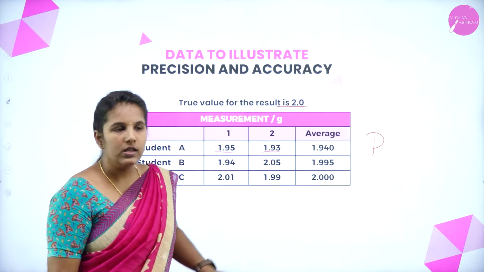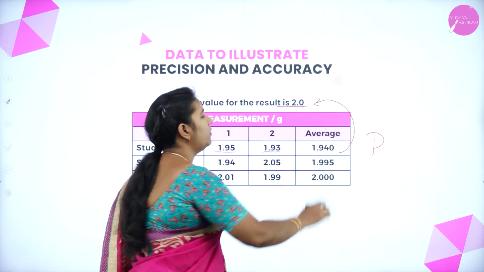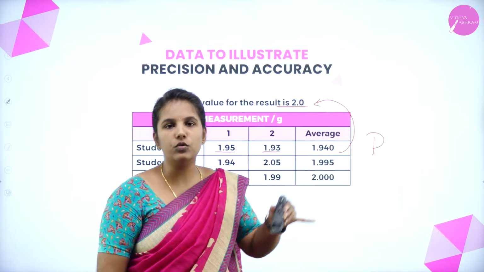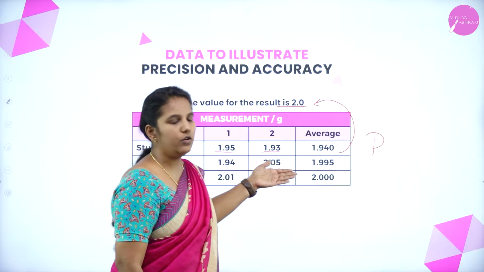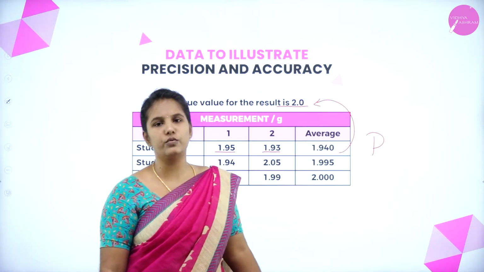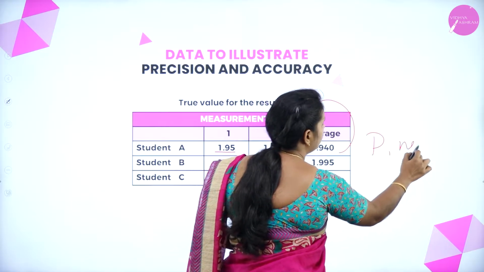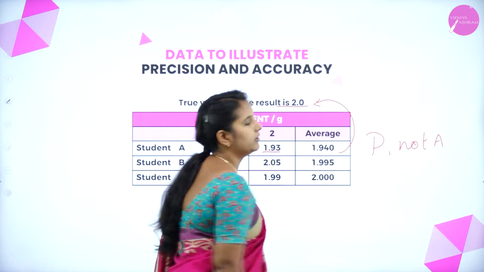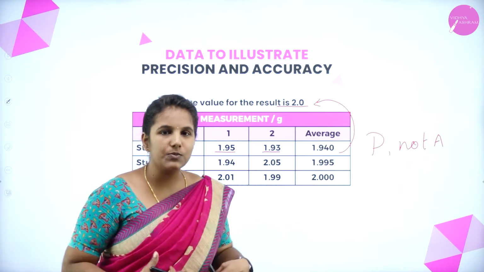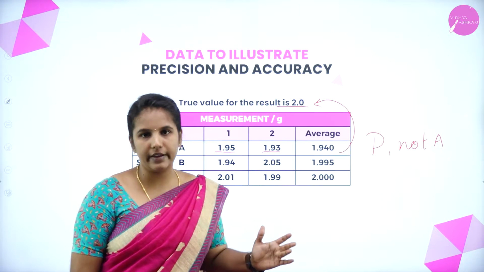1.940. So, if you see this value, is it the same as the true value? No, it is not the same, because the true value is 2 whereas our average value is 1.940. It is far away from the true value. Hence, the result is not accurate. Understood? This is how we can express the results using precision and also accuracy.